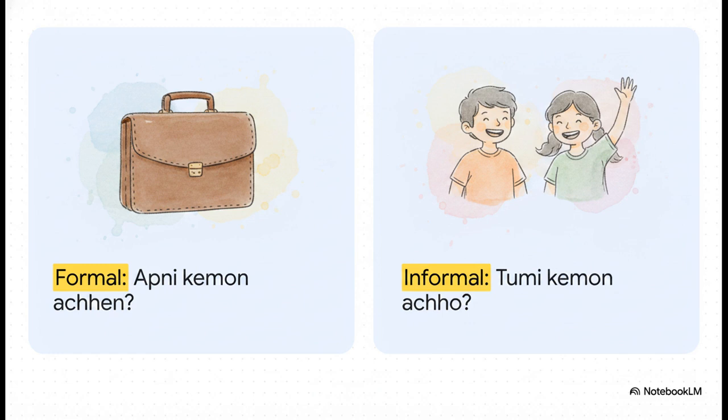This is a super common trap for new learners. When asking how are you, you absolutely must use the formal apni kemon achen when speaking to elders, officials, or in any professional setting. If you use the informal tumi kemon acho, which is strictly reserved for close friends and peers with an elder, well, that can accidentally come across as highly disrespectful, and we definitely want to avoid that.